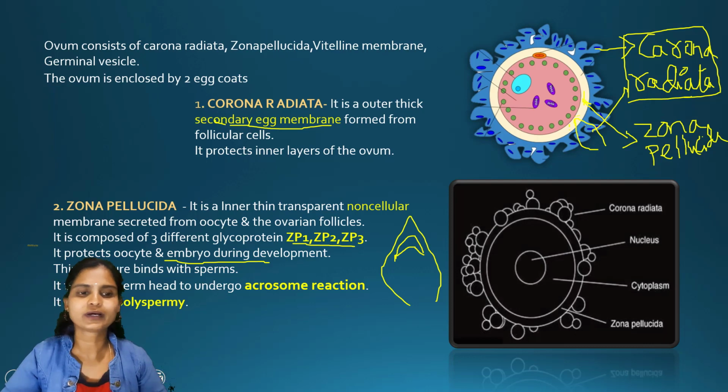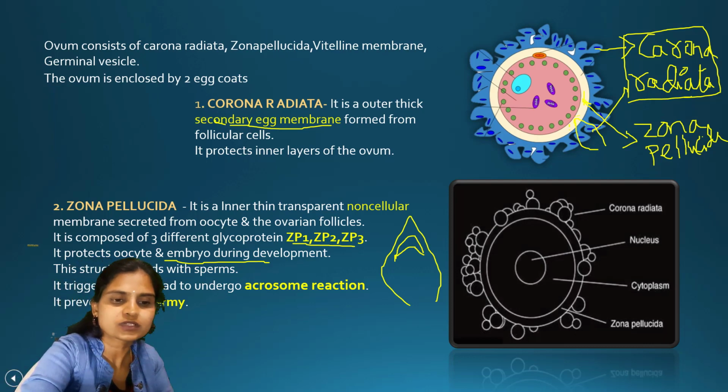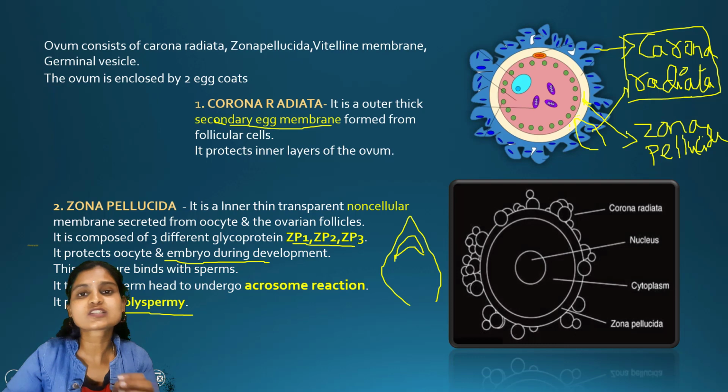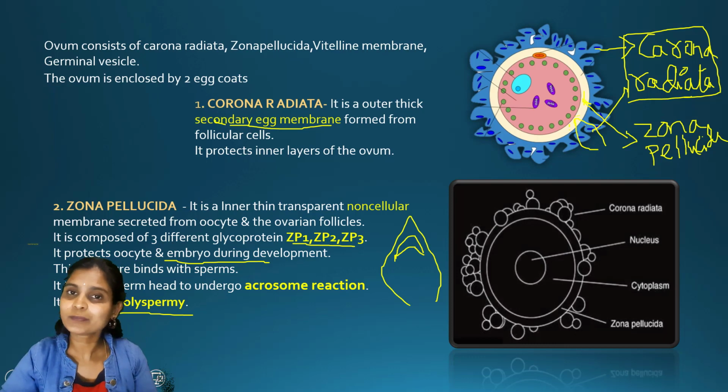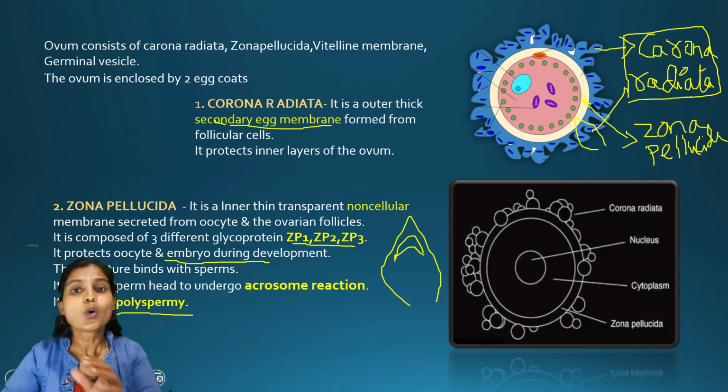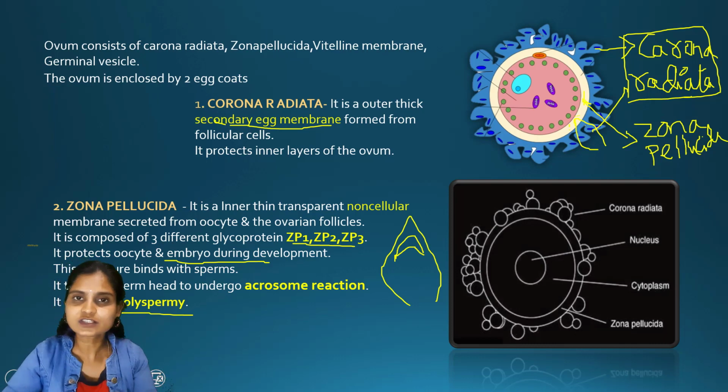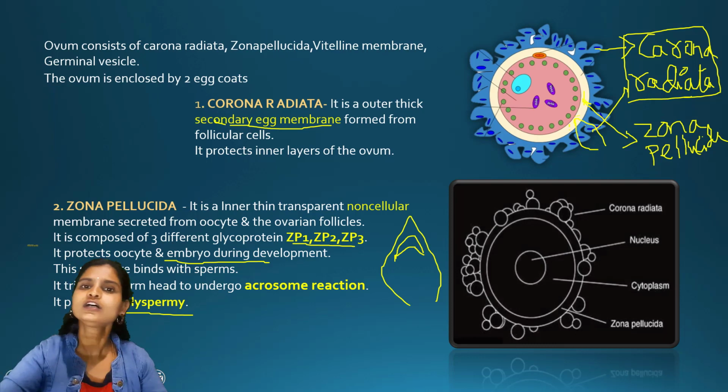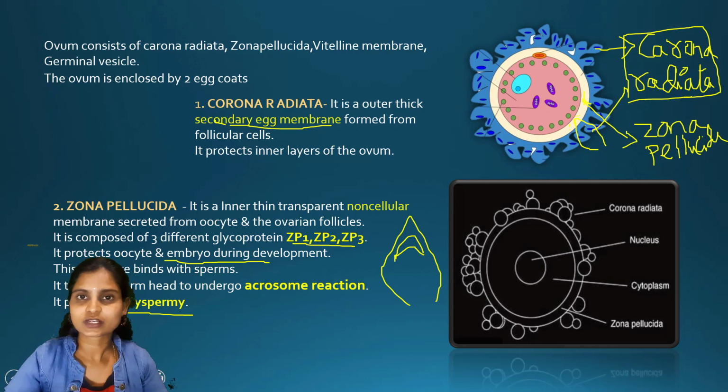Please remember that the zona pellucida prevents polyspermy. Poly means many, spermy means sperms. Once one sperm enters the ovum, the zona pellucida does not allow any other sperms to enter. And of course, it protects the layers of the ovum. Next, we are going to study the next layer.